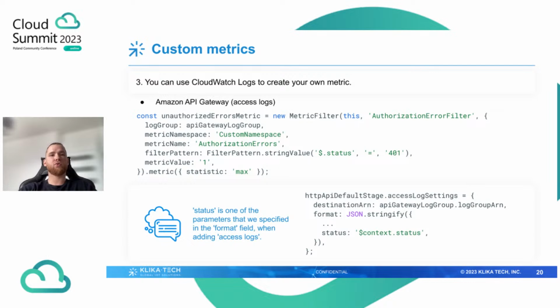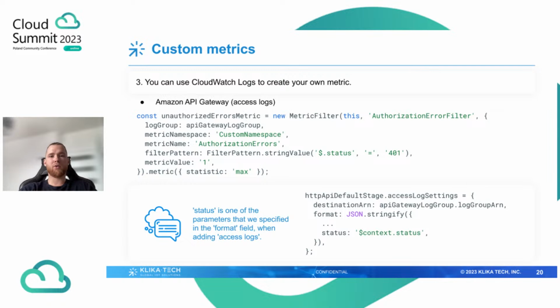The third way is to use filter pattern and CloudWatch logs to create your own metric. Do you remember the example from the previous section, where we have enabled access logs for API Gateway, and how we provided status parameter to the format fields in these logs? On the bottom, I have a small reminder of how it was defined. And now, after specifying our access logs format, we can leverage any parameter from it. For example, create a custom metric called authorization errors with a filter pattern that matches log entries with a status field equal to 401. The metric value is set to 1, which means that whenever a log entry matches the specified filter pattern, our authorization errors metric will be equal to 1 at that point in time.